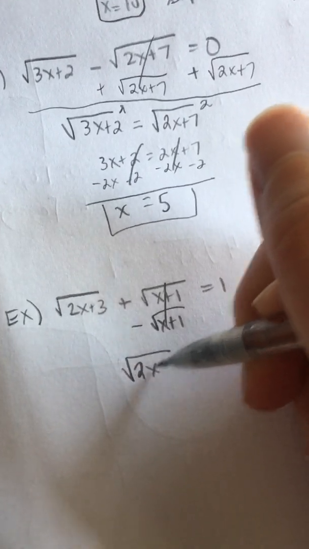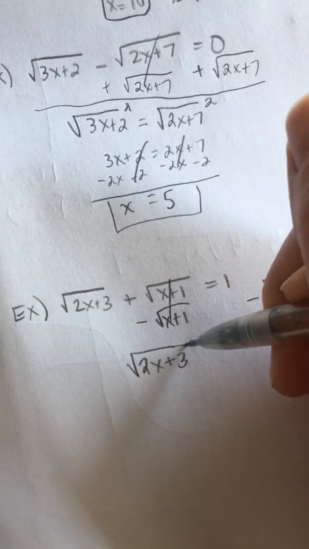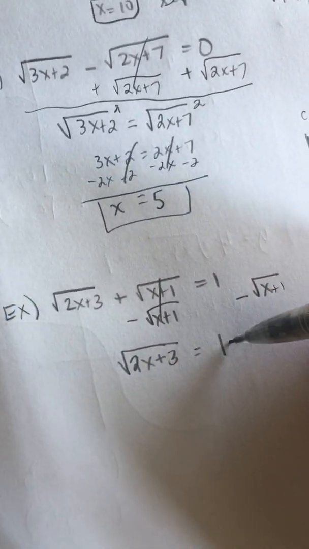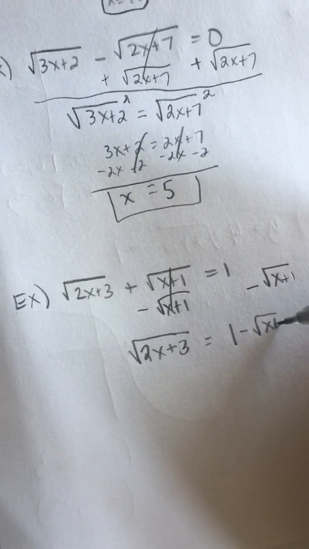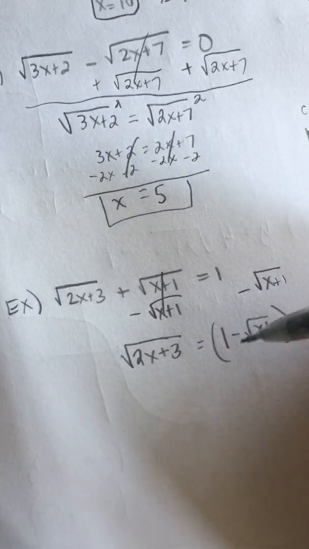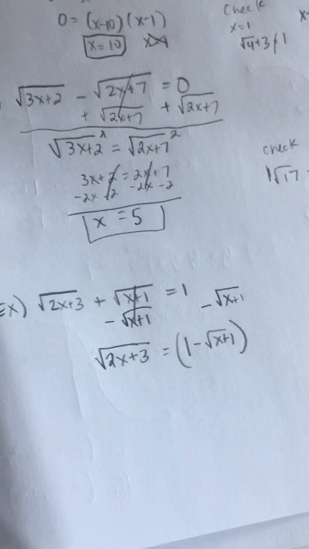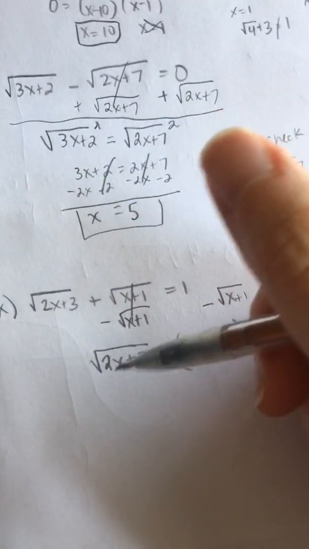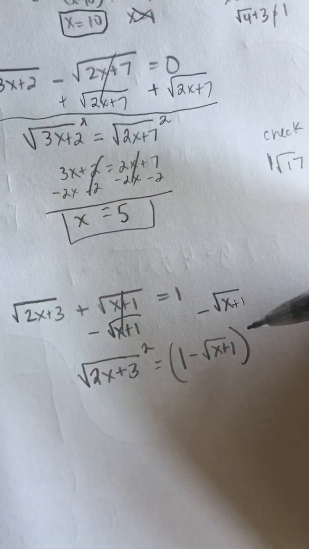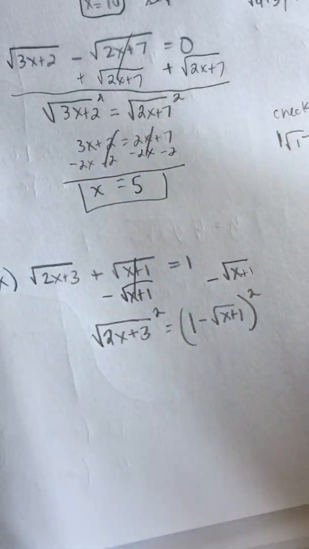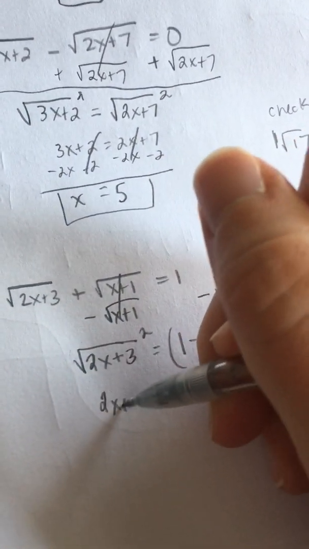So I've decided to isolate the 2x plus 3. And on this side, I have a quantity. So I have to think of that as a quantity. We can't put those together. This is what I isolated. This is what I'm going to raise to the power. What I do to one side, I do to the other. That's going to leave me with 2x plus 3.